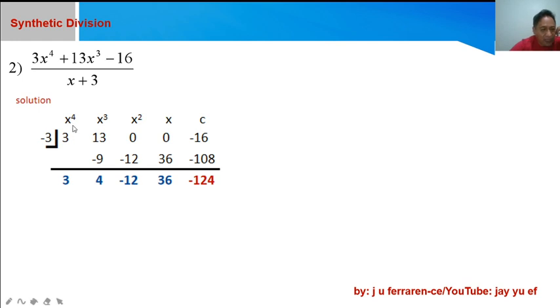Coefficient of x to the 4th power is 3. X cubed has a coefficient of 13. X squared is missing, so that's why we have 0. The first degree term is also missing, so it's also a 0 element for any missing term. The constant term is present, and that is minus 16. Okay, again, bring this down. This is the first element of your third row, the coefficient of the first term of your quotient.